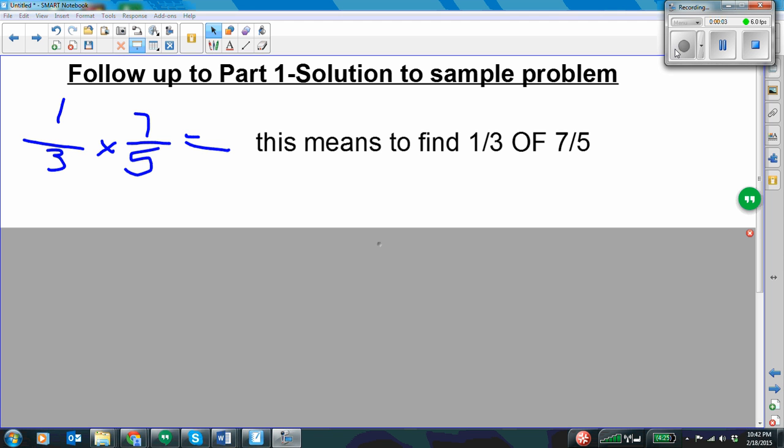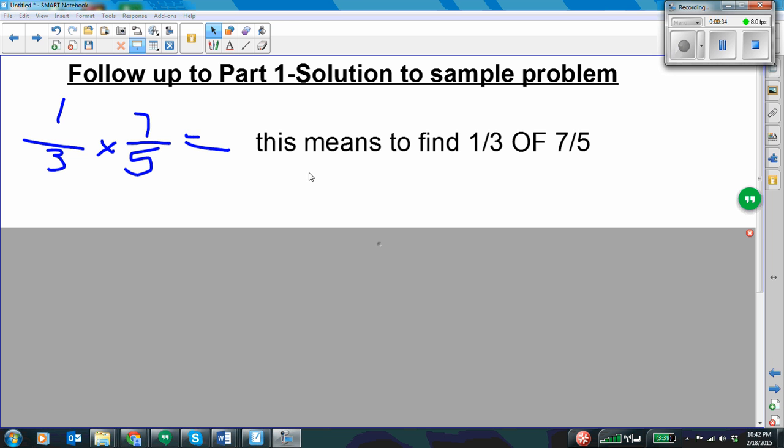Hey class, let's get back together and take a look at the follow-up solution to the problem that I posed earlier. And that was, if we have 7/5, which we know is an improper fraction, meaning we know it's already more than one whole, because one whole would be equal to 5 out of 5 parts, 5/5. What would that look like as a pictorial problem to get an answer?